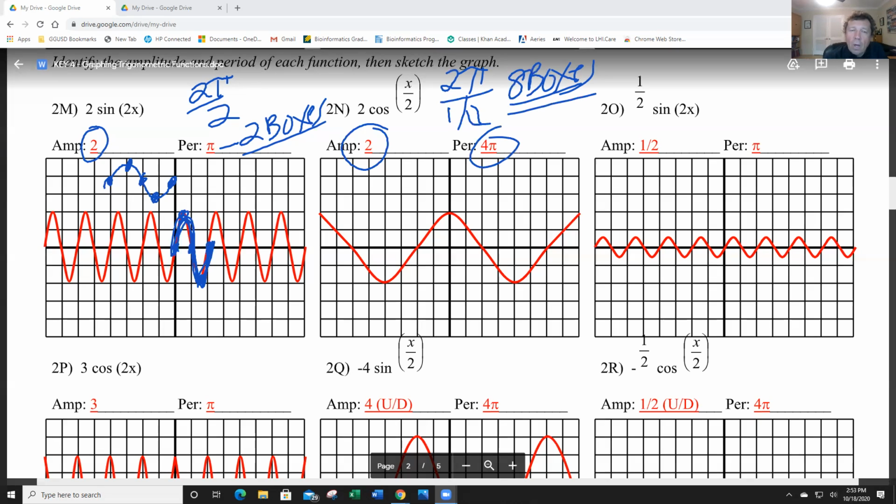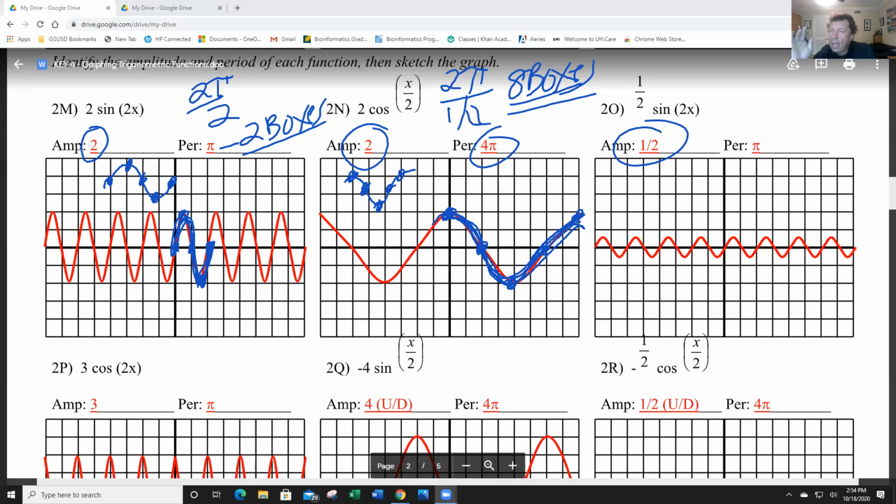Okay, so cosine goes like this. Maximum, midline, minimum, midline, maximum, and then I went the other way, midline, minimum, midline, maximum. Boom. Again, I went the other way just to have another cycle, another repetition in there. Great.